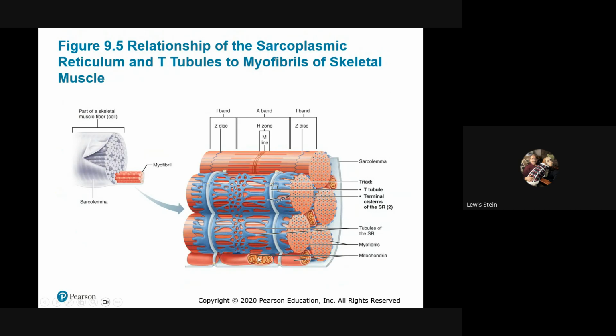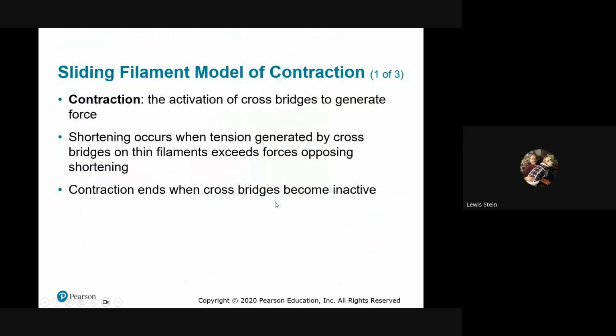And these are mitochondria that are everywhere within this structure because there's so much energy needed. And this is just one example of a sarcomere. Here's the Z disc over here, here's the Z disc over here. Just one example of many.